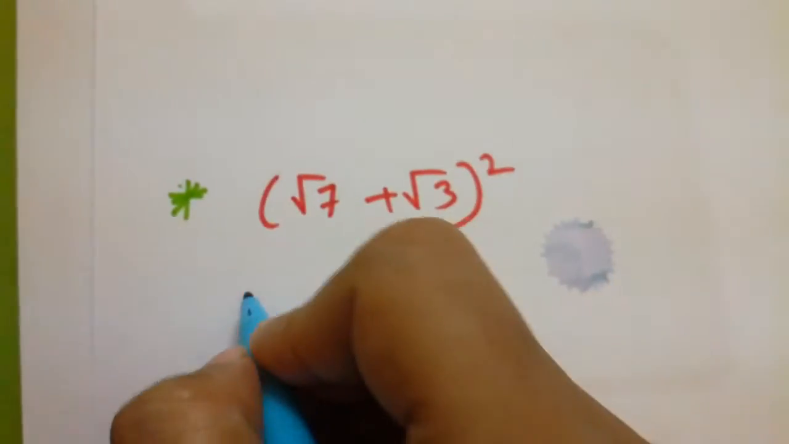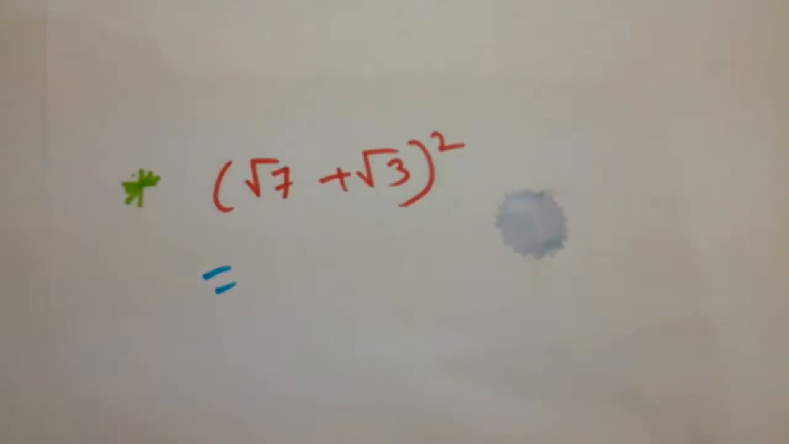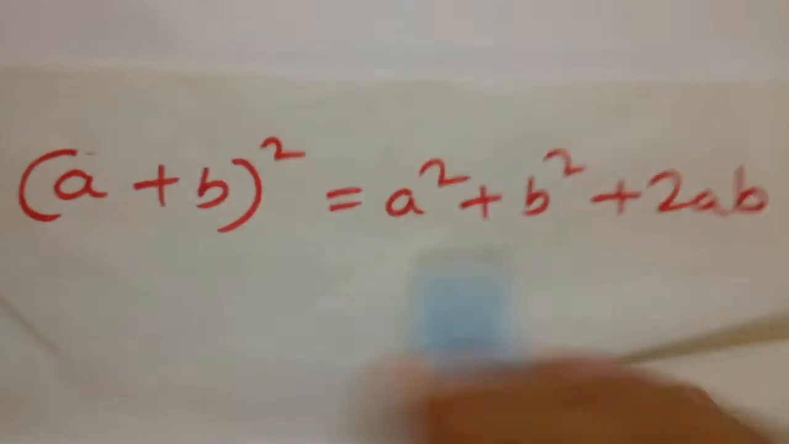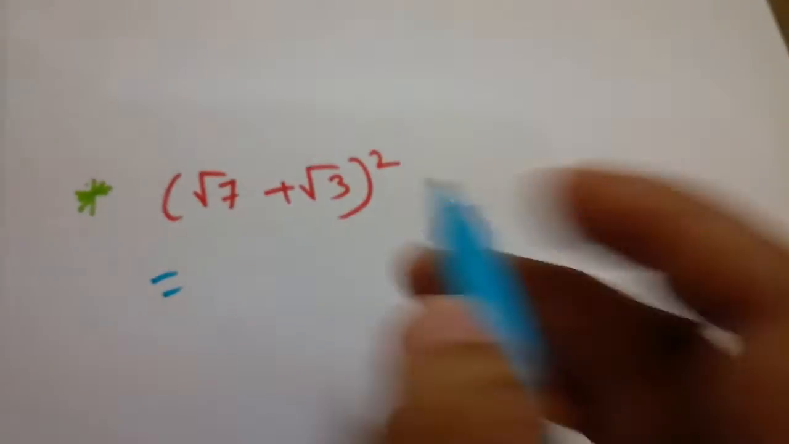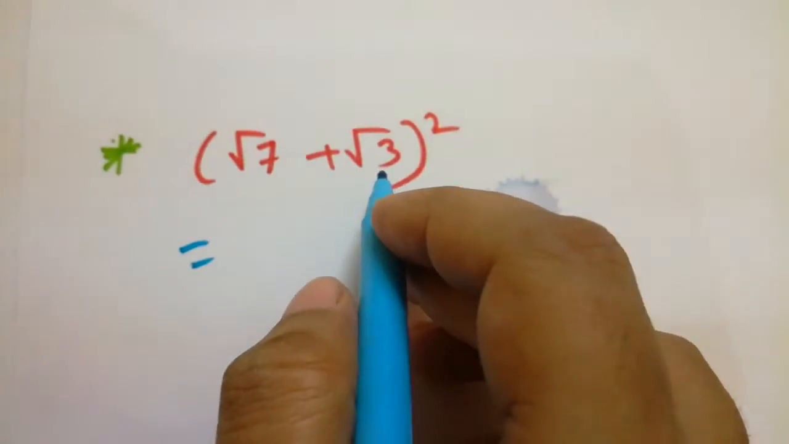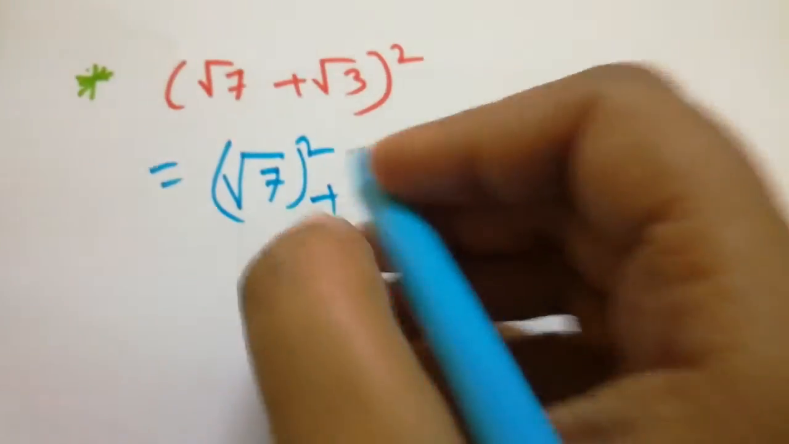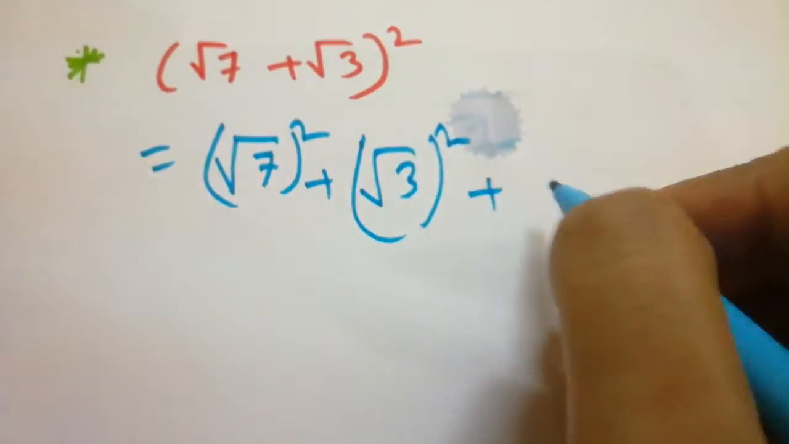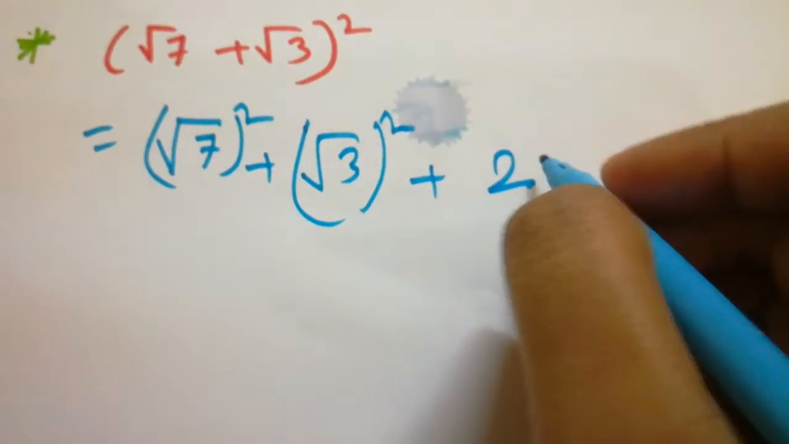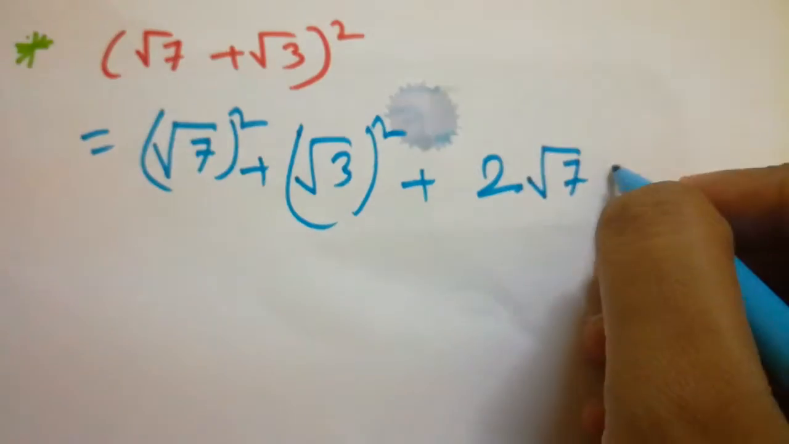And let's see another example. Root 7 plus root 3 whole square. And here we use the formula. We know that a plus b whole square equals a square plus b square plus 2ab. So here root 7 is a and root 3 is b. So we write root 7 whole square plus root 3 whole square plus 2 into a into b, where a is root 7 and b is root 3.